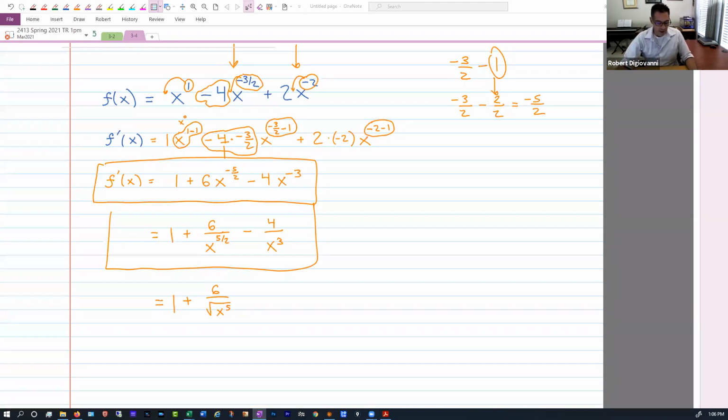So you just rewrite this rational exponent as a radical. Just remember, the way this works when you have a fraction as an exponent is that the denominator is what the root is, and so it's a square root. And then the numerator is the power on the x. So that's why I wrote the square root of x to the 5th. And then the last one will just be -4/x³.